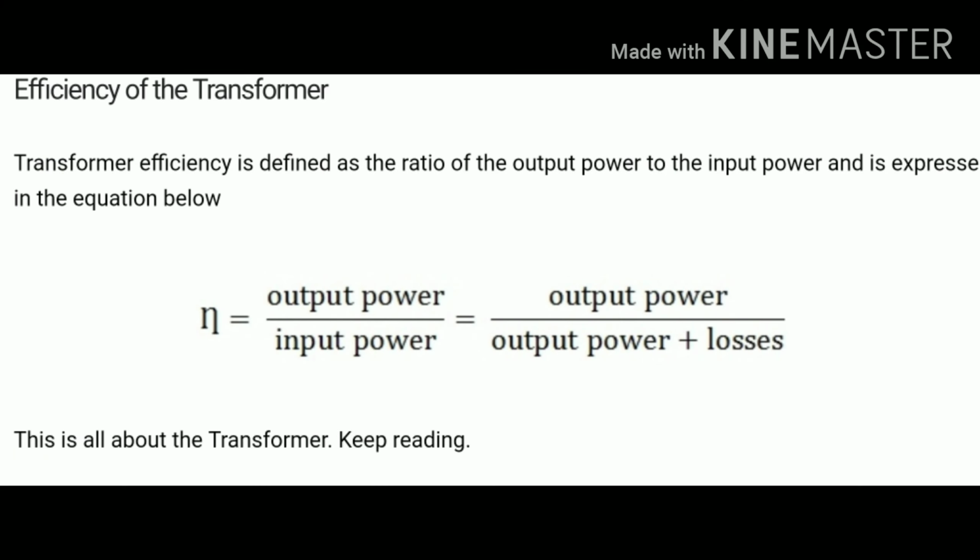Now we will discuss the efficiency of the transformer. The efficiency is defined as the ratio of the output power to the input power and is expressed in the equation: eta is equal to output power upon input power.